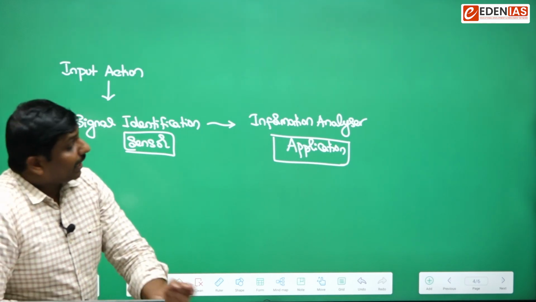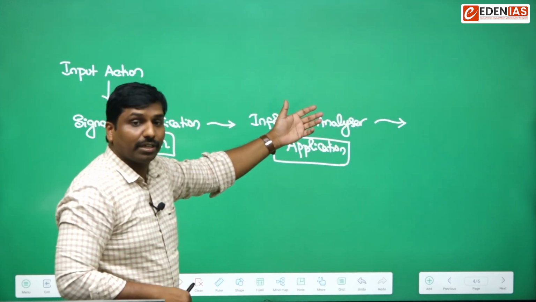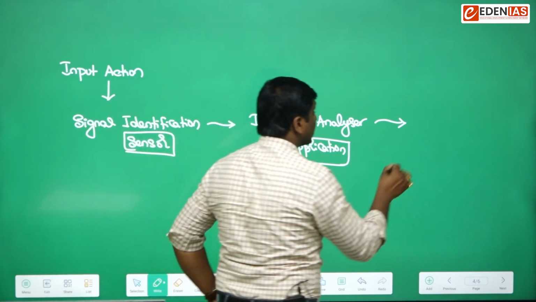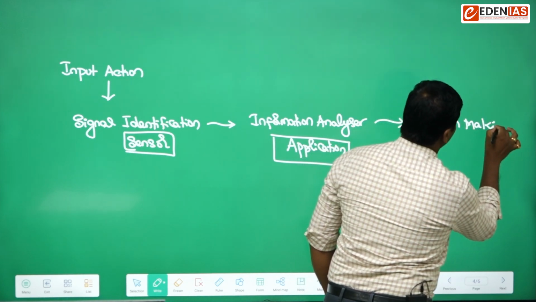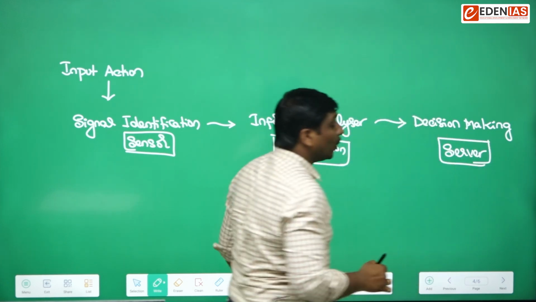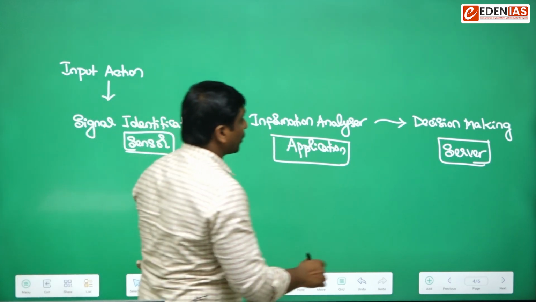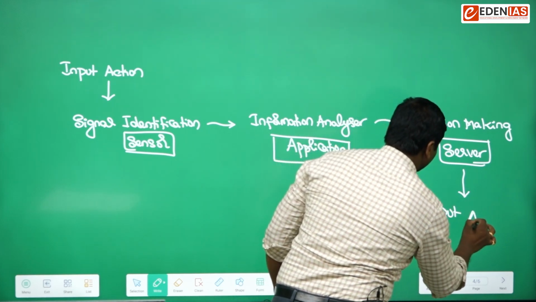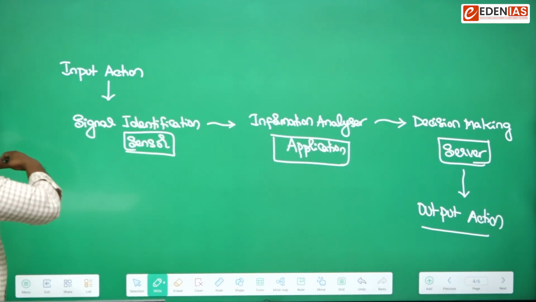After analyzing, based on this analyzed information, a decision will be taken. So there would be a decision making server. This server will execute the action. What is the execution of action? This action is nothing but the output action. Are you getting it? So this is how IoT will work.